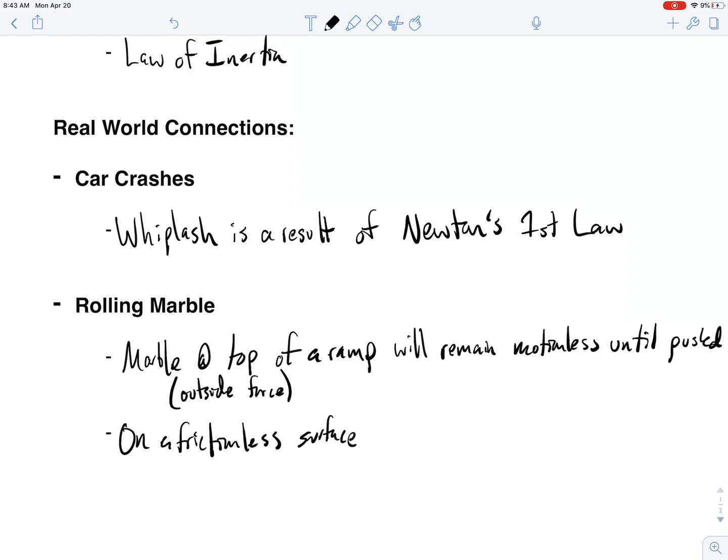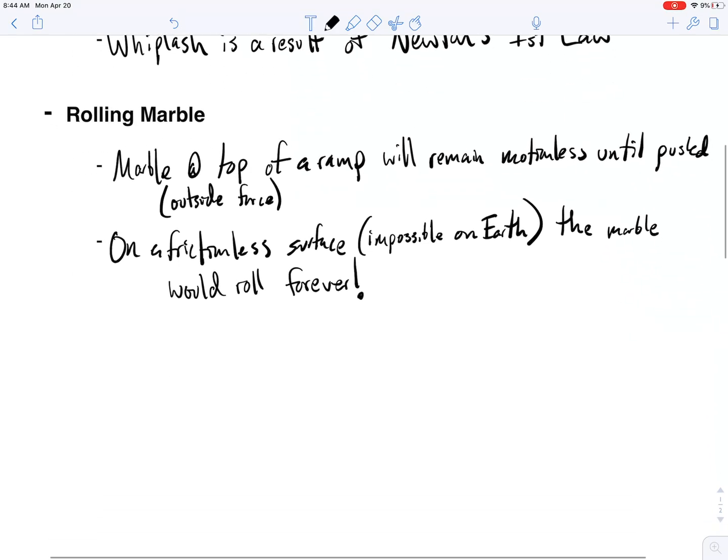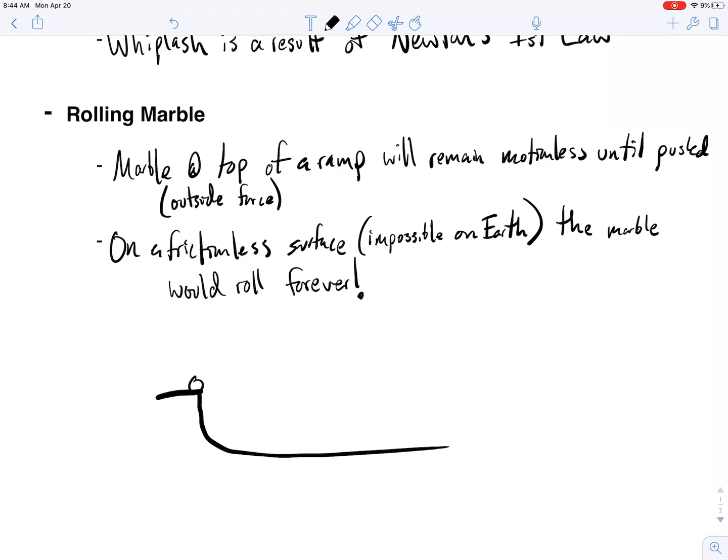And then on a frictionless surface, which we know is impossible on Earth, right? I don't care how slippery you make something, there is always friction and air resistance here on Earth. On a frictionless surface, though, the marble would roll forever. Crazy to think about, right?